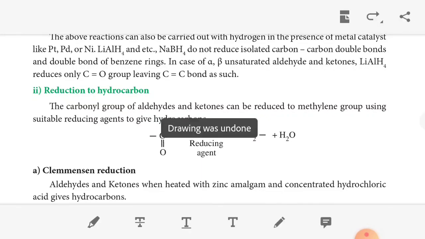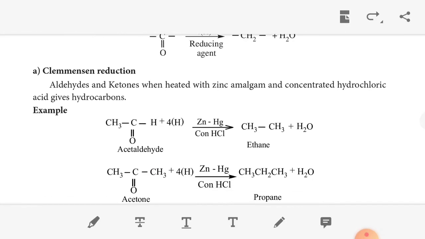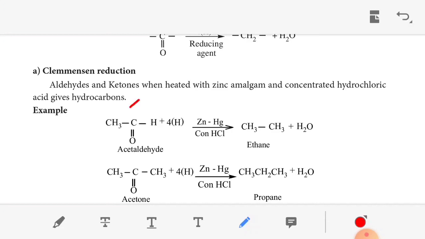The next one, a very important named reaction, Clemmensen reduction. What is that? Take the example aldehyde, CH3CHO. Already we discussed the Rosenmund reaction and Stephen reaction. In the Rosenmund reaction, we take acetyl chloride in the presence of hydrogen and palladium, barium sulfate, and we get acetaldehyde. Clemmensen reactions are similar to that.